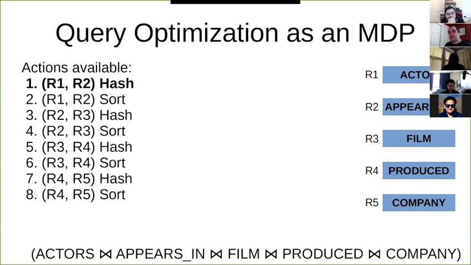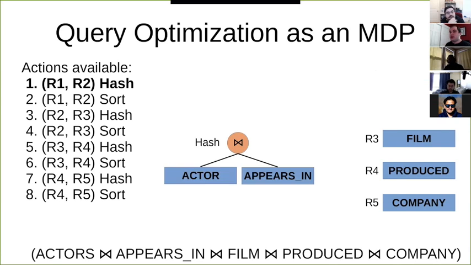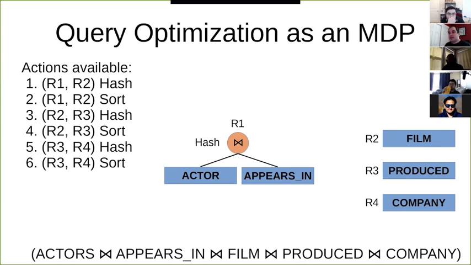So for example, one of the things that I could do is choose to combine R1 and R2 with a hash join. And if I make this decision, I enter a new state. In this new state, I renumber my relations. Now my R1 is this subtree, that is this hash join of actor and appears in. And my R2 is film, then produced, and then company. Now my action space gets a little smaller, right? There are a few less options available to me, but I can continue to pick.